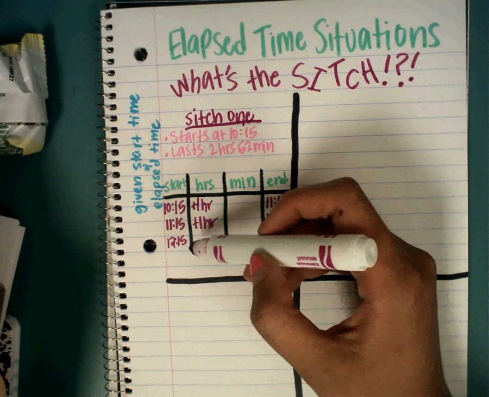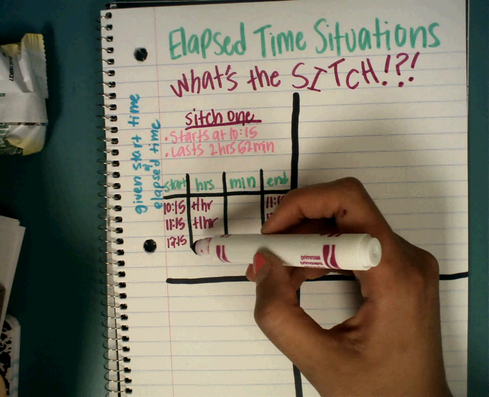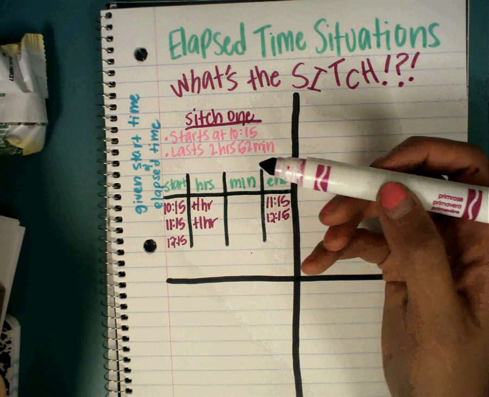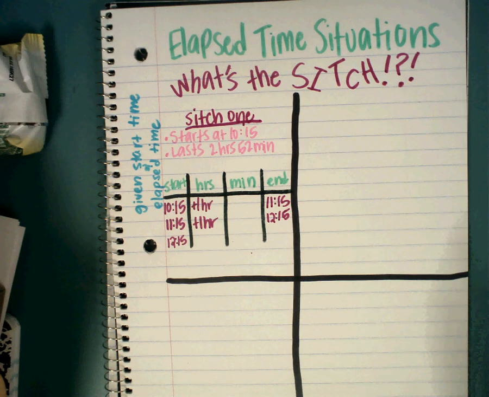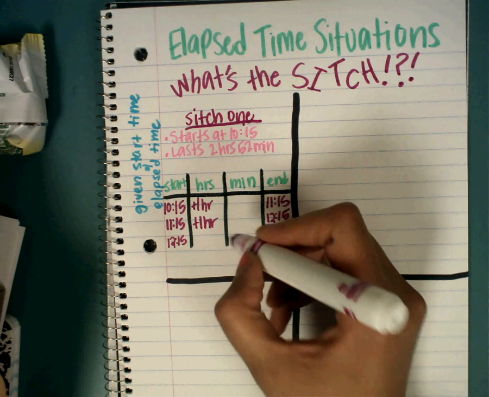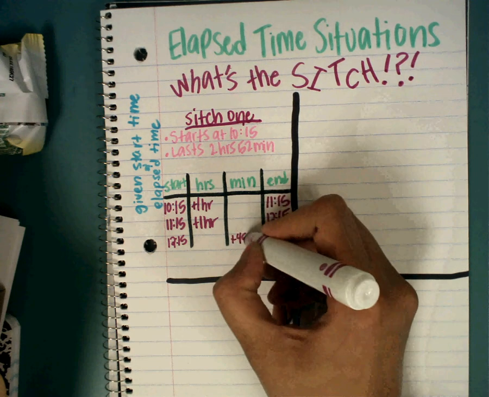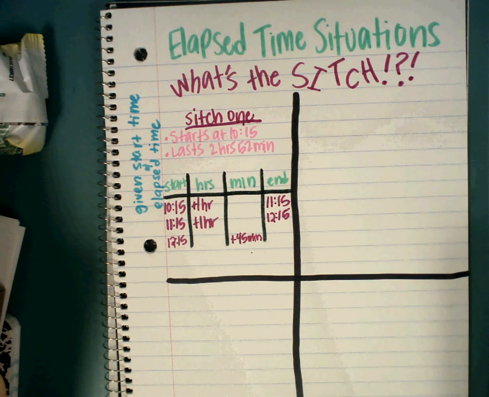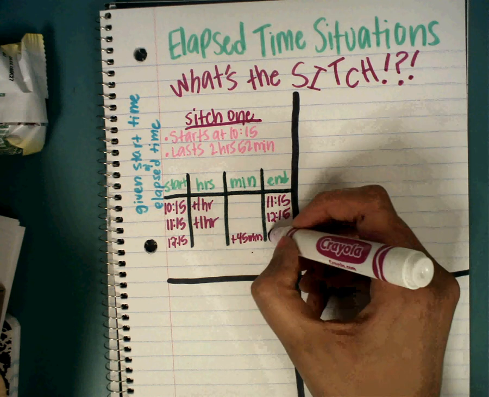So I'm just going to add the minutes to get to the next hour, and then I'll find out how many more minutes I need to add to get to 52 minutes. So I'm going to add 45 minutes. All right. And that'll get me to 1 o'clock. So then I'm going to start at 1 o'clock, and then I'm going to add the rest.